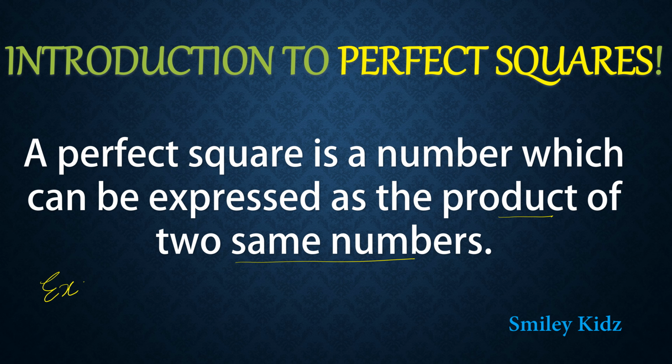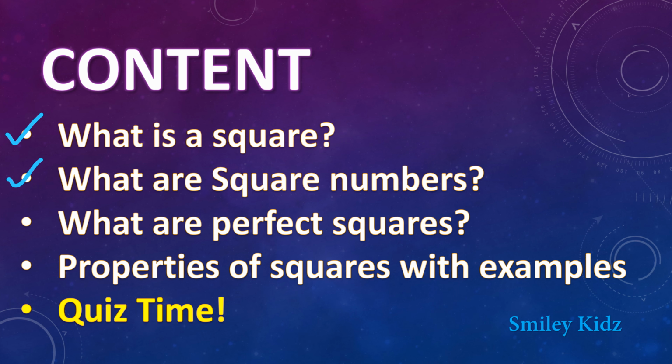For example, 49. It can be expressed as a product of two same numbers. 7 multiplied by 7, which is equal to 7 square. So, 49 is a perfect square. We have also completed the third concept. Now let's move to the fourth concept, that is properties of squares with examples.